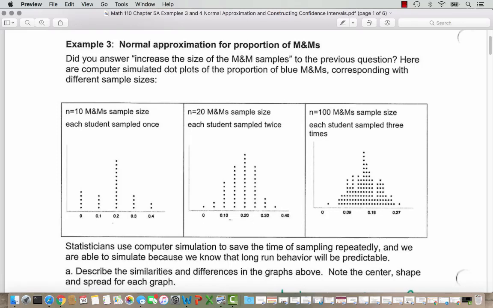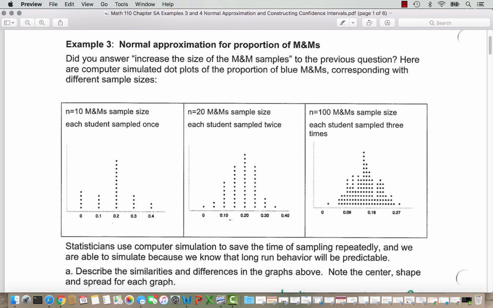In this example, we look at the normal approximation for the proportion of M&Ms. In the last example, we looked at the proportion of blue M&Ms, and we looked at data from a class sample. The class sample had very small sample sizes, just 10 M&Ms counted at random. So we left off thinking about how we could get more accurate or convincing results. So we did answer, increase the sample size of the M&Ms to the previous question.